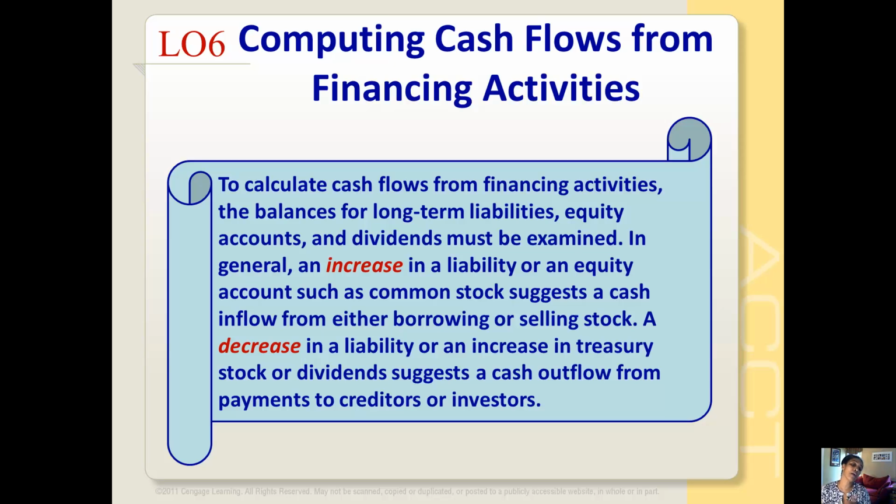So that means the opposite, a decrease in a liability or an increase in treasury stock or dividends, would suggest a cash outflow from payments to creditors or investors.